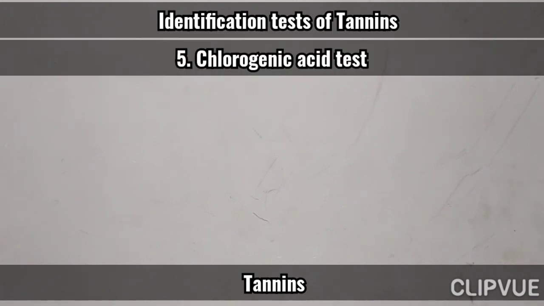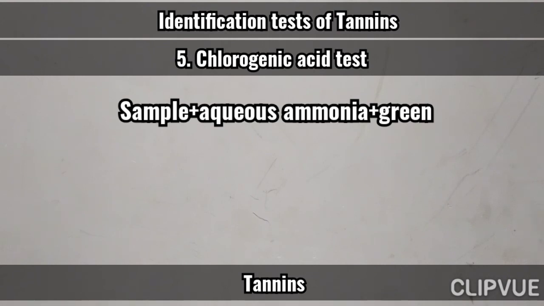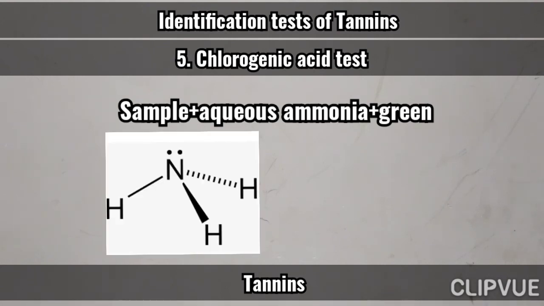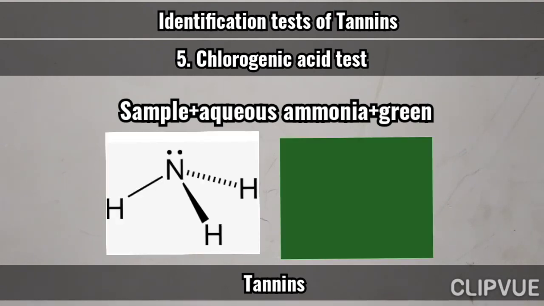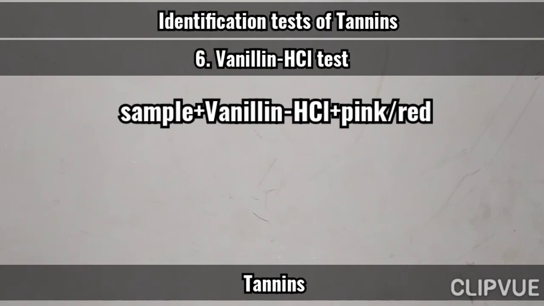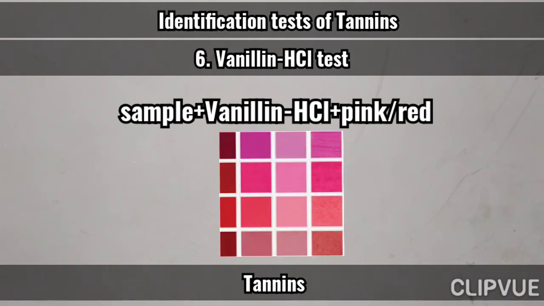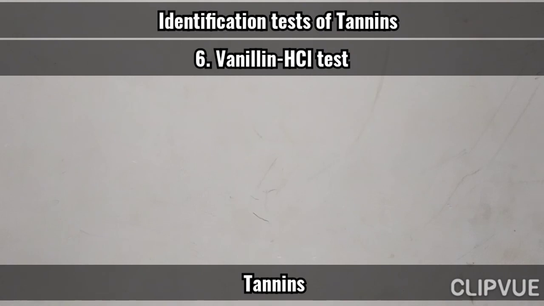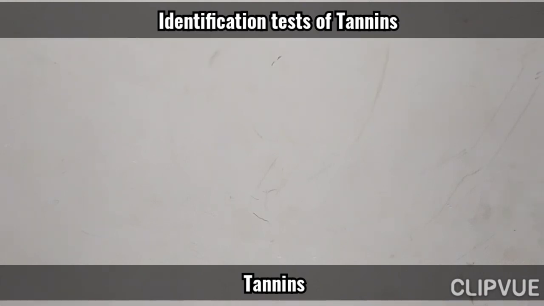The fifth one, chlorogenic acid test. Sample plus aqueous ammonia gives a green color. The sixth one, vanillin hydrochloride test. Take the sample and add vanillin hydrochloride reagent. It gives a pink to red color. So these are the 6 identification tests.